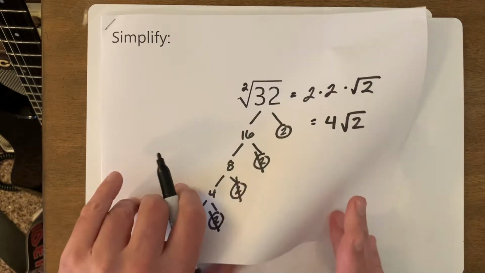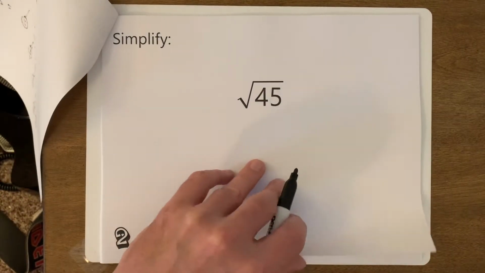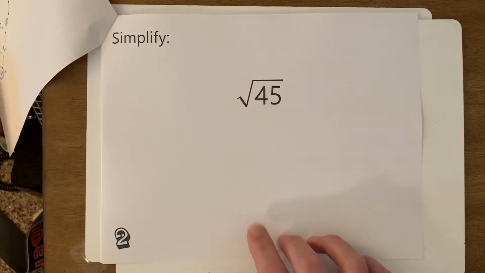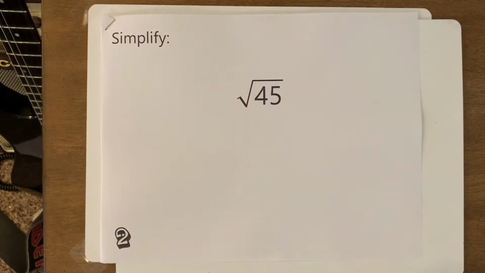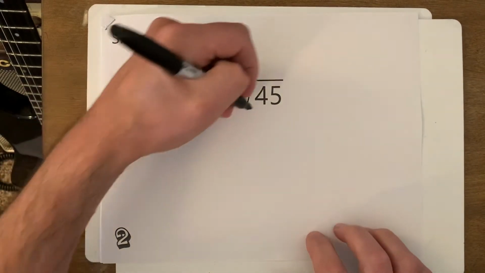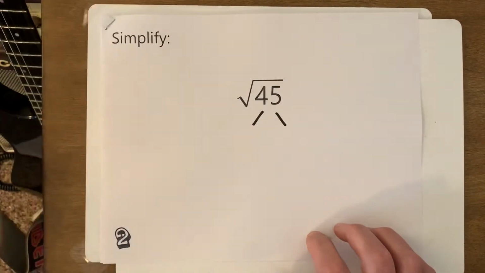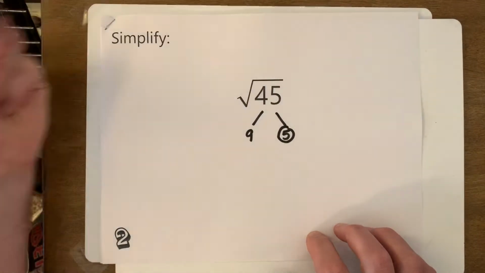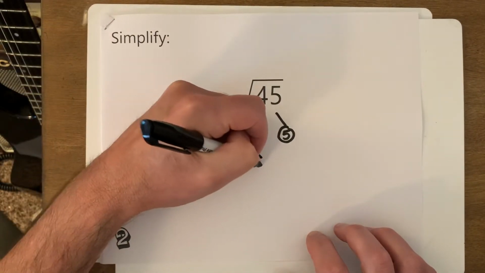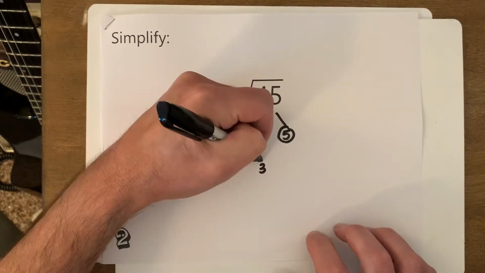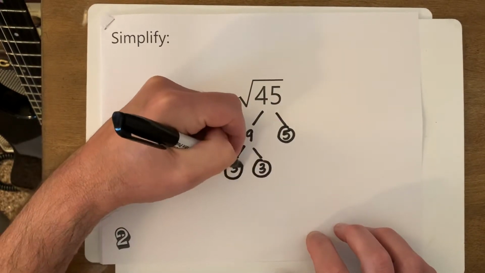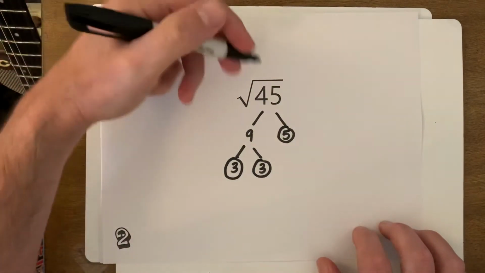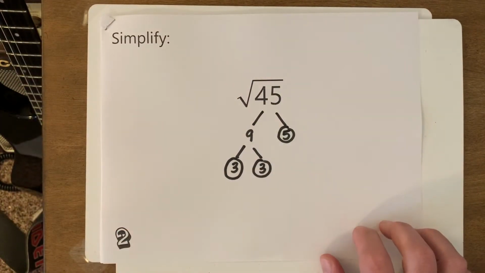All right, let's try another one. So this time we have the square root of 45. A couple ways we can do that. Probably the easiest way would be 5 times 9. 9 is 3 times 3. We call this a factor tree, by the way. And after 2 steps, we get down to all of the primes that make 45: 3 times 3 times 5.